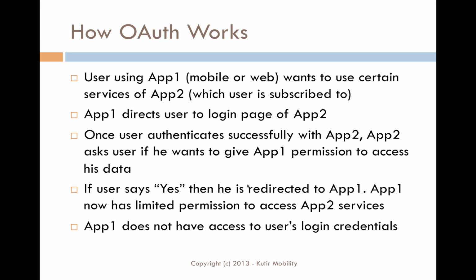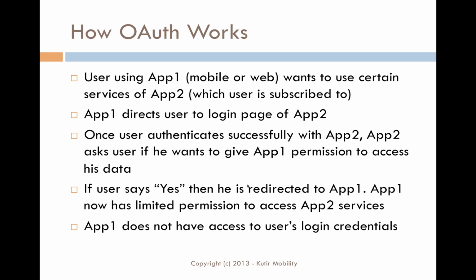Then once I authenticate successfully with application 2, application 2 will ask me, the user, hey, this application 1 wants to use some of the data that you have with me, application 2. Do you want to give permission? And if I say yes, then application 2 redirects me back to application 1, which is the application I started out with. And then now application 1 has access to whatever data that I gave permission to for application 2.